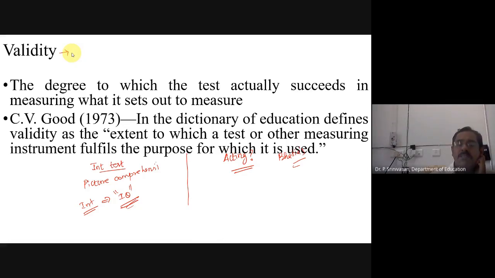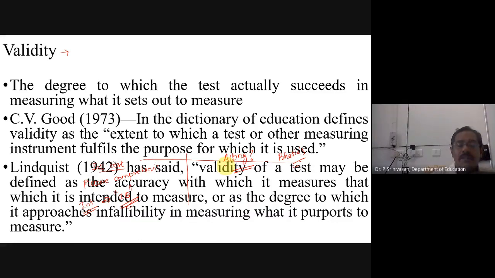The second definition: the extent to which a test or other measuring instrument fulfills the purpose for which it is used. So whatever the test may be, you will be constructing it for a purpose. That only it should measure. If it is measuring any other thing, then the test is wrong. Again, I'll give some more examples so that you can understand.